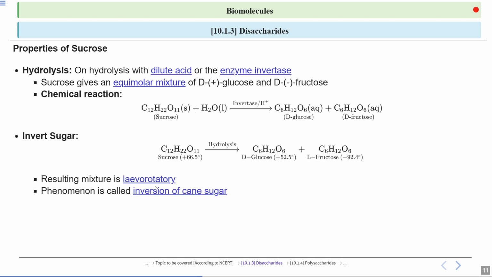This change in the direction of optical rotation is called inversion of cane sugar. The term inversion refers to the switch from dextrorotatory to levorotatory. Earlier it was dextrorotatory, and now the resulting mixture has become levorotatory. This phenomenon is called inversion of cane sugar. The final mixture of glucose and fructose is called invert sugar.